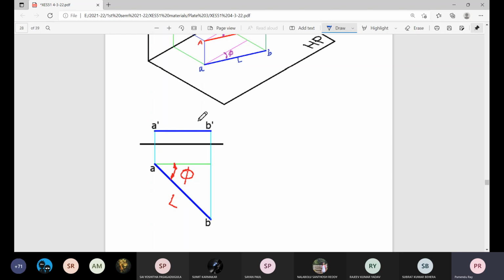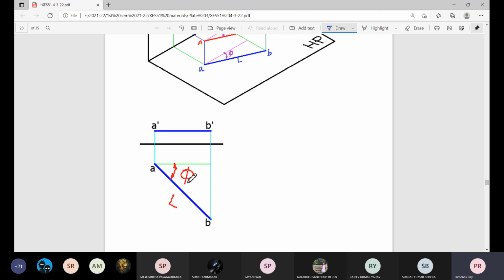It will be a line parallel to the GL. So when one projection is parallel to the GL, naturally the projection on the other plane will give you the true length and true inclination with this plane. This plane is vertical plane. So this phi is the angle with the vertical plane.